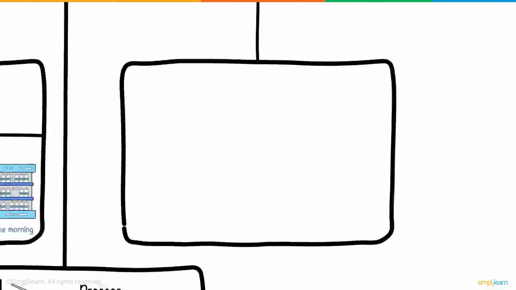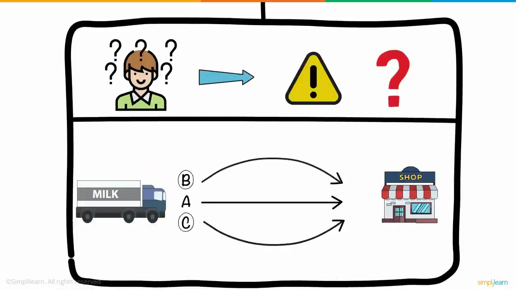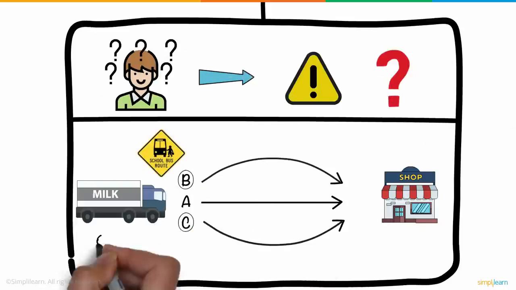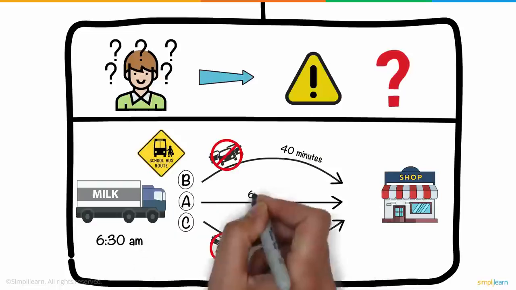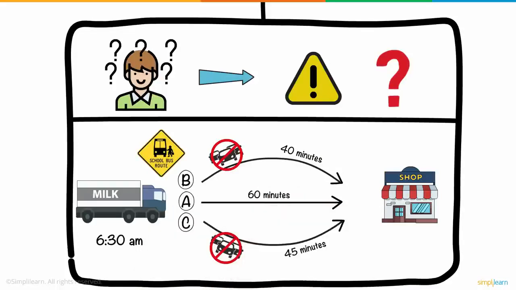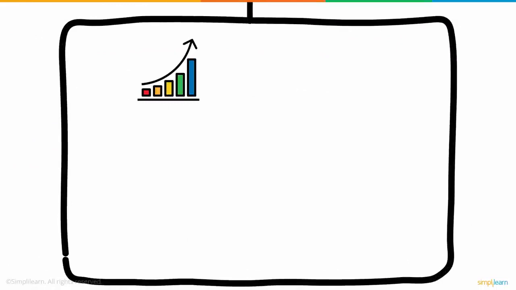In the analyze phase, you find out why the defects exist. Since routes B and C were school bus routes, reducing the starting time by 1 hour, at 6:30 instead of 7:30, meant avoiding the traffic. Routes B and C now take 40 to 45 minutes to reach the supermarket. Route A still takes the milk truck 1 hour to get to the supermarket, even when the truck leaves at 6:30 a.m. In the improve phase, performance can be improved by addressing and eliminating the root causes.